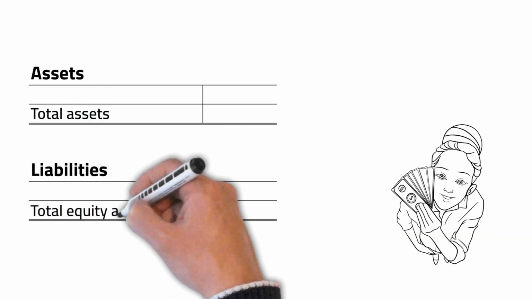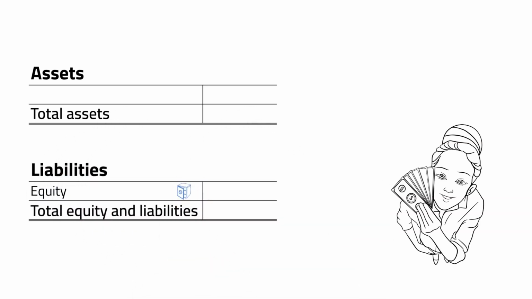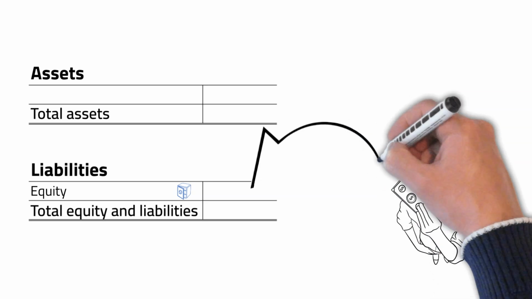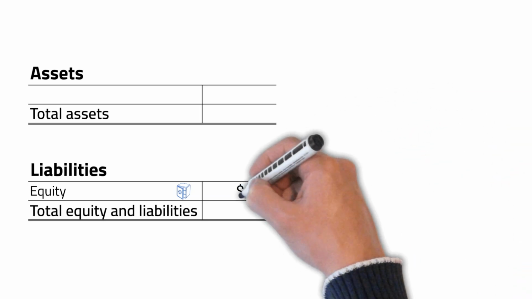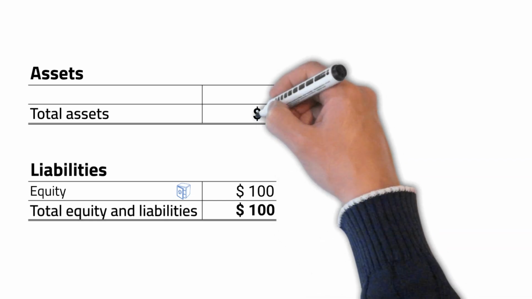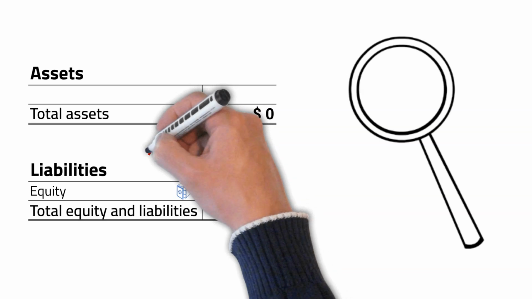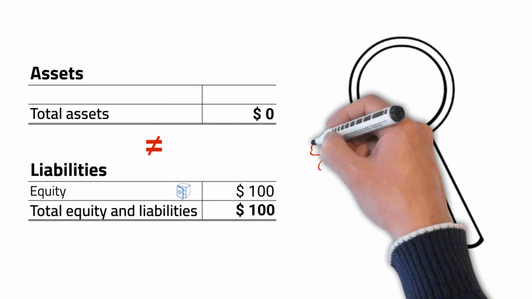The $100 you have is your initial contribution, and it is called equity. It represents your ownership stake in the business. So you put it there. Initially, the balance sheet looks like this: equity $100, assets 0. But wait, the balance sheet doesn't balance yet.